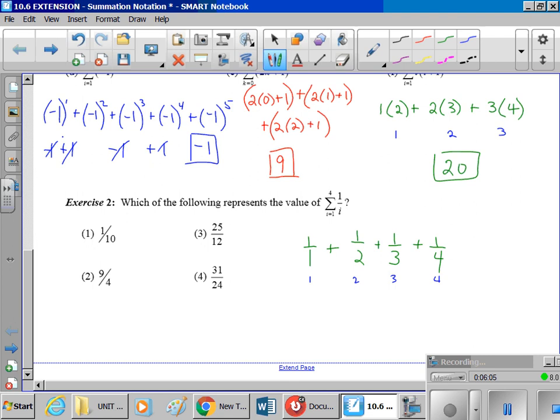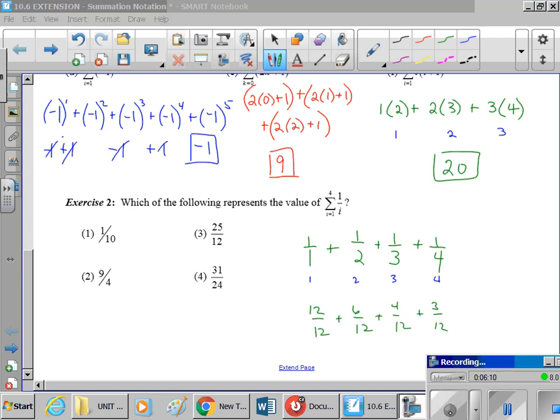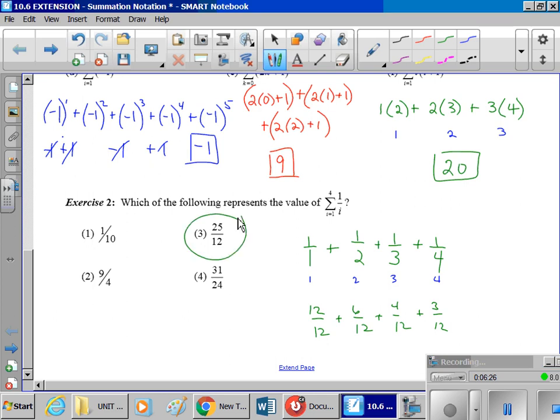I'm not sure what the answer is. Let's see. Just quickly, what that means is I just found a common denominator. You guys can do it in your calculators. But 12 over 12 plus 6 over 12, which is equivalent to 1/2. 4 over 12, which is equivalent to 1/3. 3 over 12, which is equivalent to 1/4. Add the numerators up, and we get 25 over 12 being our answer.